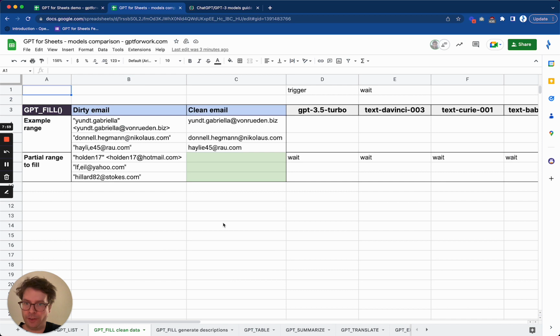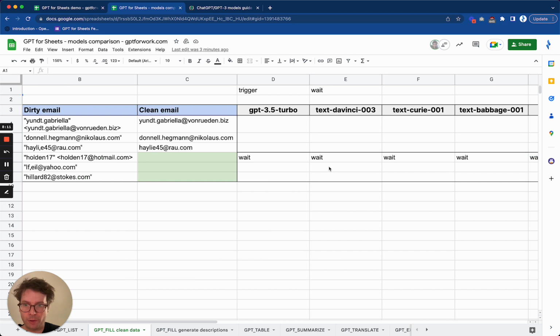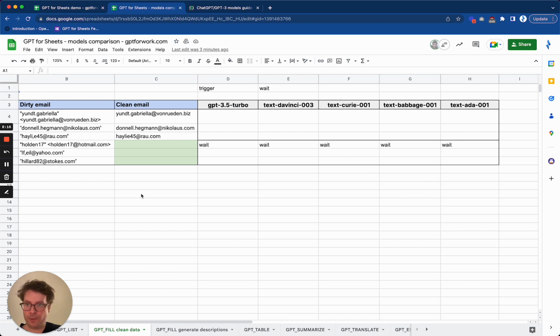Okay, let's see another example. So here I have a dirty email list that I want to clean, and we will do that with the 4 models. So let me try to show, I will zoom out a little bit just so that you can see everything at once. So once again, here I'm using GPT fill, which basically uses examples of this range to clean the range which has empty cells here. And we will see the results of each model in the output cells here. So let's go.